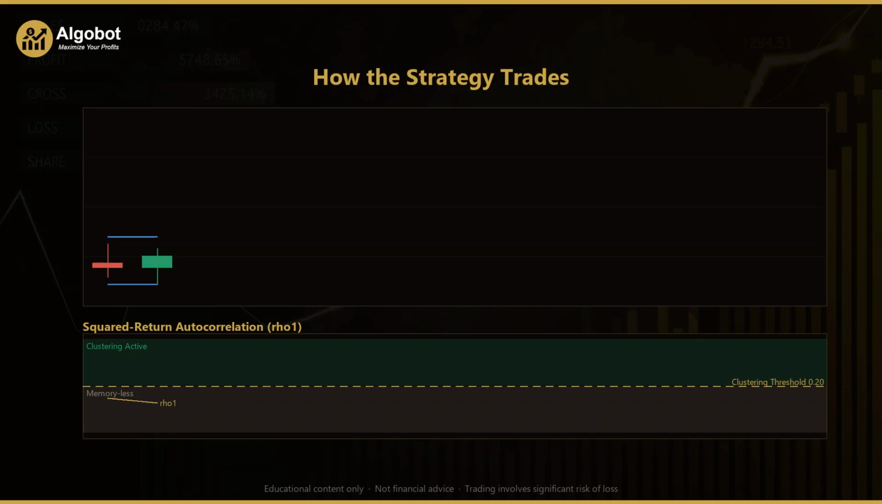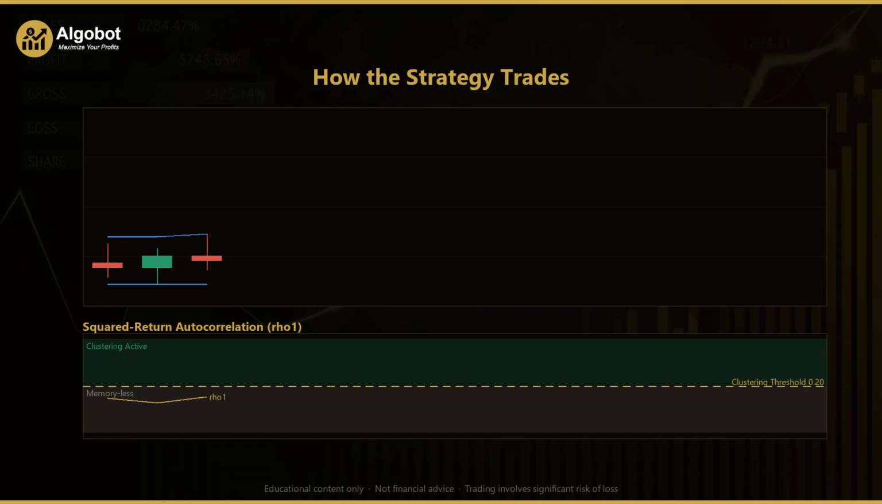Now let's bring it all together on a chart. On screen you can see a candlestick sequence with the Donchian channel drawn as an upper and a lower band around price. Below, in the subpanel, is our volatility clustering gauge, the lag 1 autocorrelation of squared returns, which I'll call row 1, with a dashed threshold line at 0.20. Watch how the two work together.